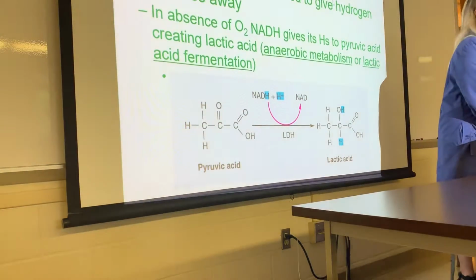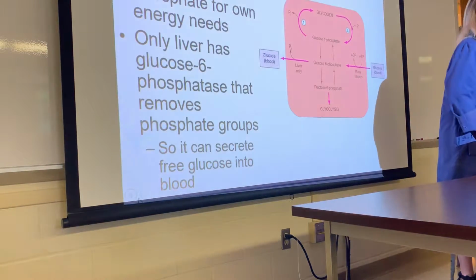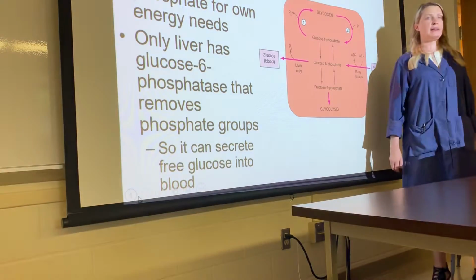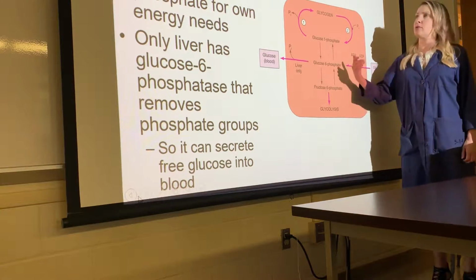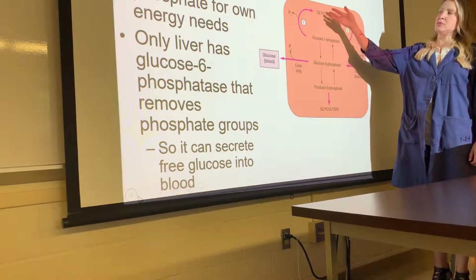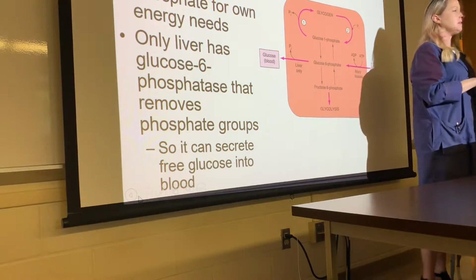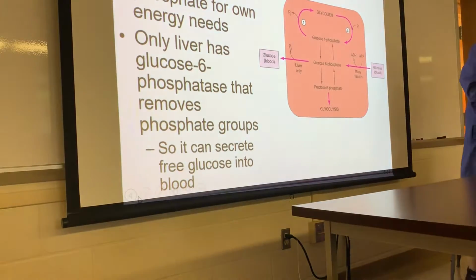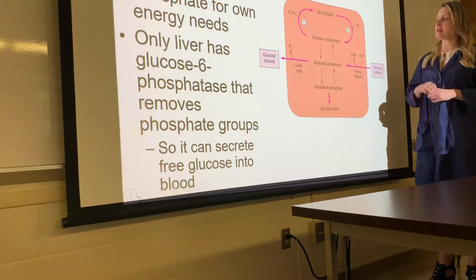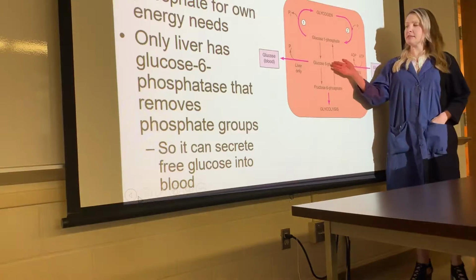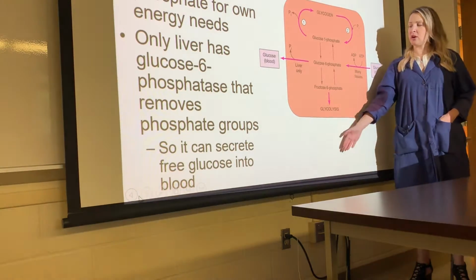All right, then we talked a little bit about the process of making and breaking glycogen down. Creating glycogen and breaking it down. So here we have skeletal muscles. We know skeletal muscle cells and liver cells both can store glucose as glycogen. So what happens, the glucose goes into a cell, and if that cell needs the energy, it can proceed through the glycolysis pathway.